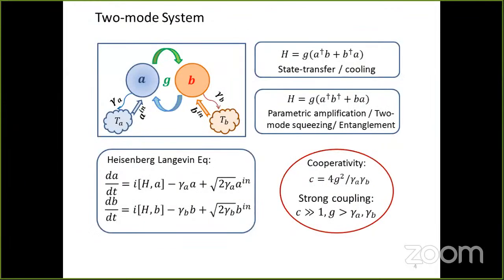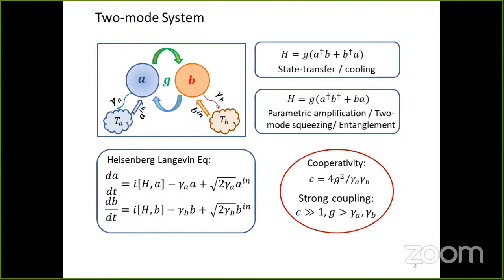These systems can essentially be described by a two-mode model. Let us consider these two modes, A and B. They are coupled by this coupling strength G, and they have their intrinsic decay rates gamma a and gamma b, and they are coupled to their respective reservoirs at temperatures Ta and Tb. We can think of two different types of coupling. The first one is well known. This is the beam splitter type of coupling, which essentially gives a state swap between A and B.